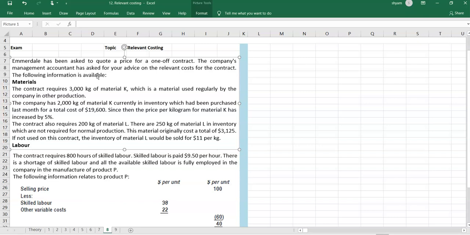So first one, this product is regularly used by the company. So if we are going to use this product in the current contract, then we have to replenish it. So the price can be the current purchase price. So let's follow.